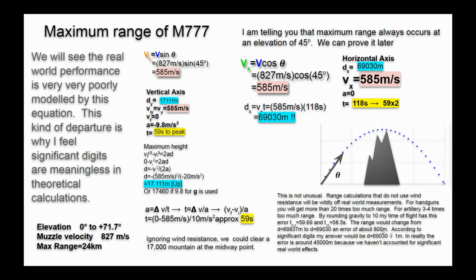Ooh, that's about an 800 meter difference. So, your gravity is rounded at the wrong spot, and you're off by 800 meters in your calculation. But the real value is 24,000. You're so far off because wind resistance wasn't included.